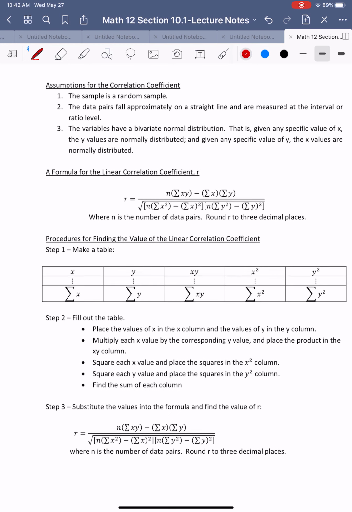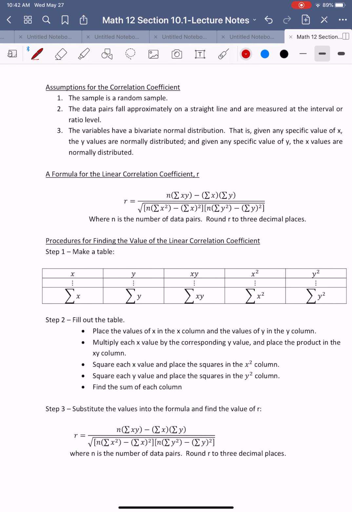Assumptions for the correlation coefficient. Number one, samples are random samples. Number two, data pairs fall approximately on a straight line and are measured at the interval or ratio level. The variables have a bivariate normal distribution, that is, given any specific value of x, the y values are normally distributed, and given any specific value of y, the x values are normally distributed.